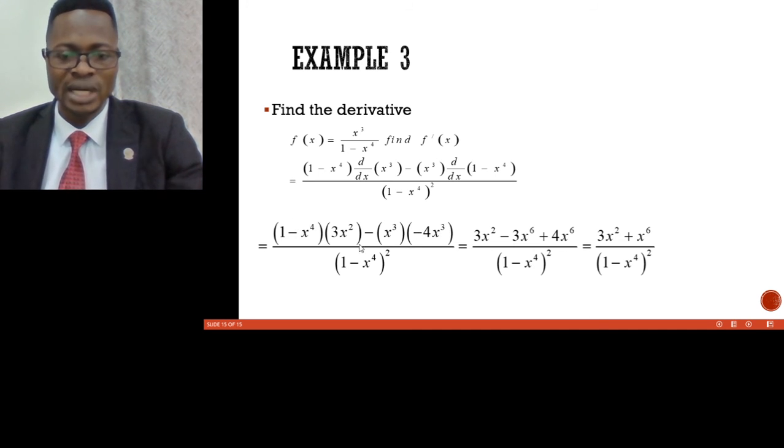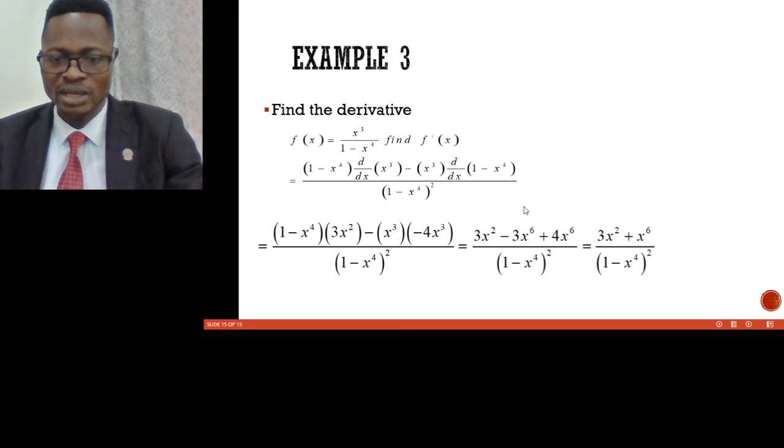If we simplify this, we simply multiply: 3x squared multiplied by 1, you get 3x squared, minus 3x squared multiplied by x to the power 4, you will get 3x to the power 6, plus we have x cubed multiplied by negative 4x cubed, you will get 4x to the power 6. And this will be divided by (1 minus x to the power 4) squared.